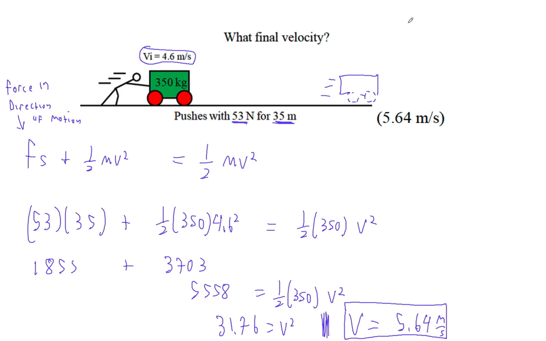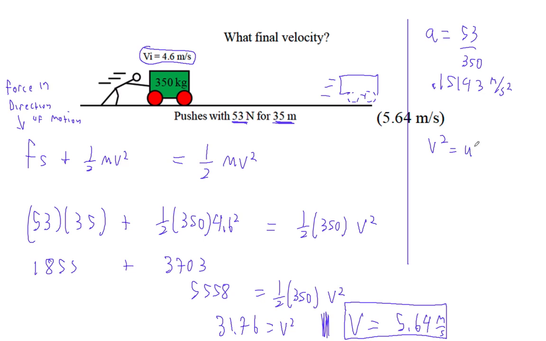Now let's see, what if we did Suvat? We could Suvat this, right? The acceleration is going to be 53 divided by 350. It's 0.15143 meters per second squared. V squared is u squared plus 2as. So v is going to be 4.6 squared plus 2 times 0.15143, and then it's 35 meters, right?